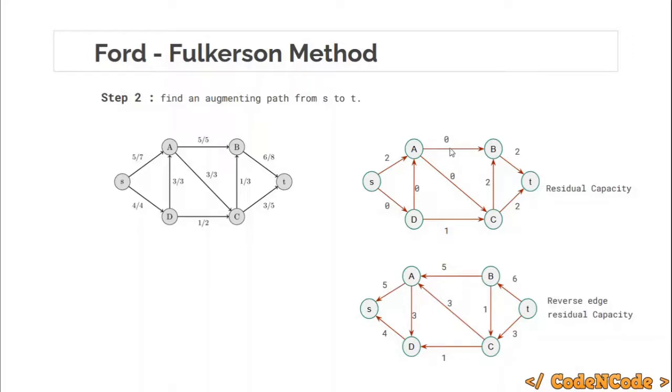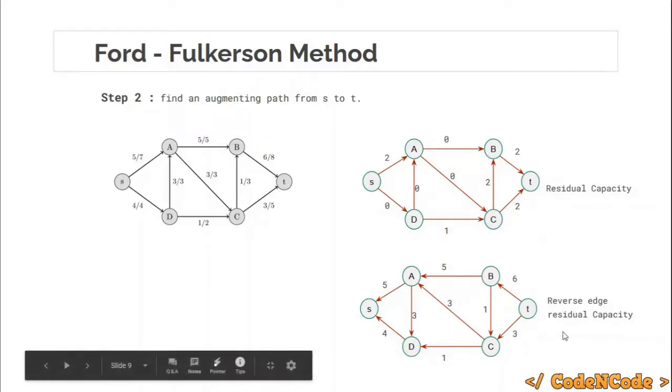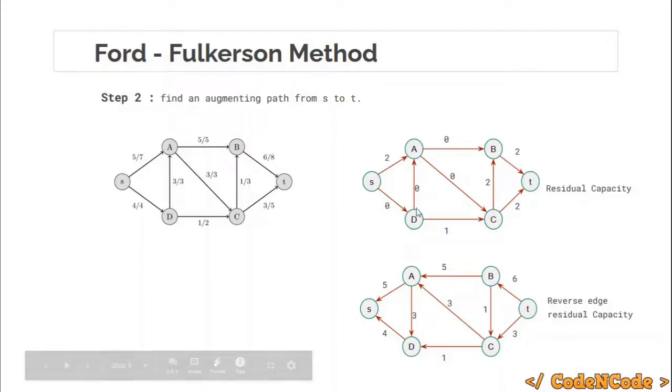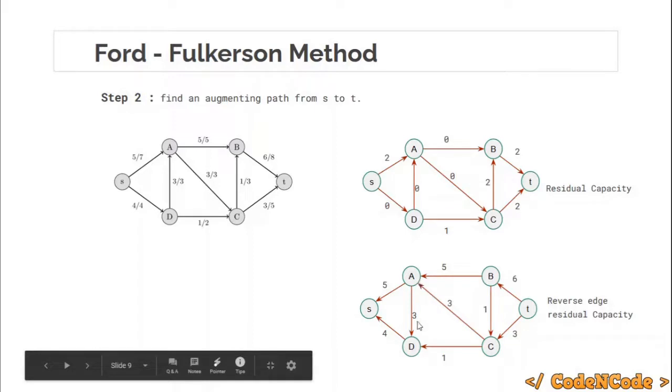So there's no way you can go from A to B, neither using the residual graph nor the reverse residual graph. From here to here there is an edge, but the capacity is 0, so you can't use this edge as well. From here to here you can't use this edge. In fact, you can't use this edge because this is an edge from D to A, not from A to D, but in the reverse it is an edge from A to D, so I can use this edge.